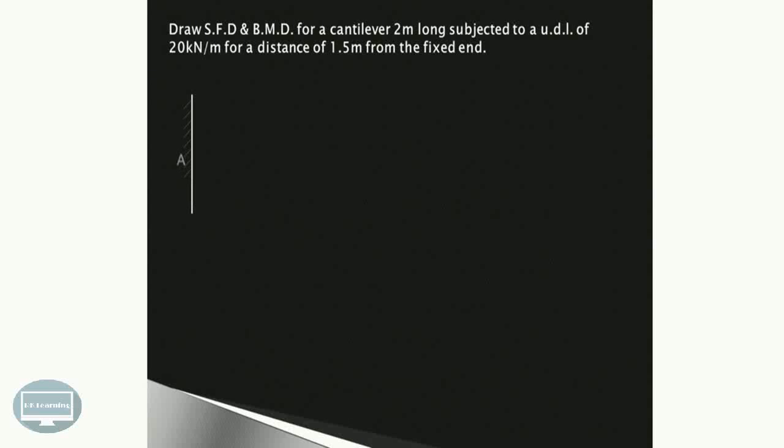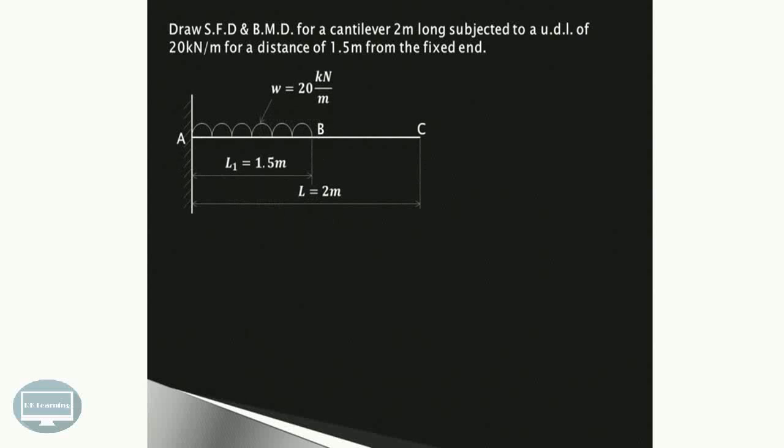Now here we are having the cantilever beam as shown over here. It is subjected to the UDL of 20 kN per meter as shown over here at a distance of 1.5 meter from the fixed end, and total span length is 2 meter.